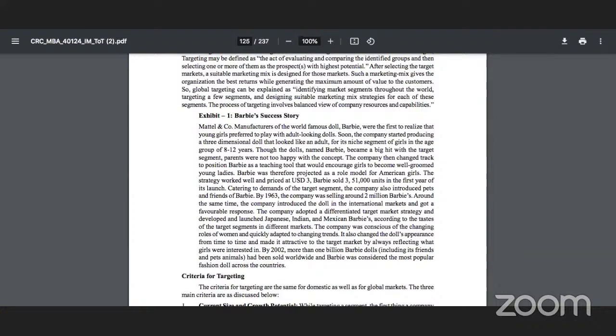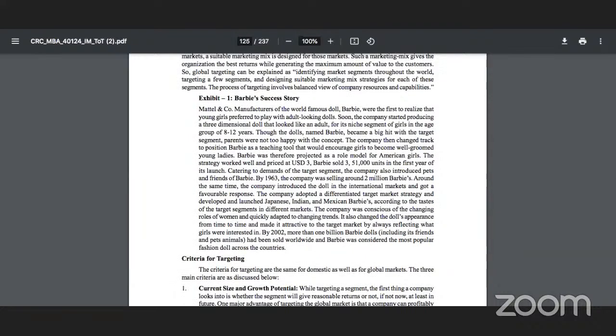The company was conscious of the changing role of women and quickly adapted to changing trends. It also changed the doll's appearance from time to time and made it attractive to the target market by always reflecting what girls were interested in. And by 2002, more than 1 billion Barbie dolls, including its friends and pet animals, had been sold worldwide. And we also know that it has become one of the most popular fashion dolls across the countries.